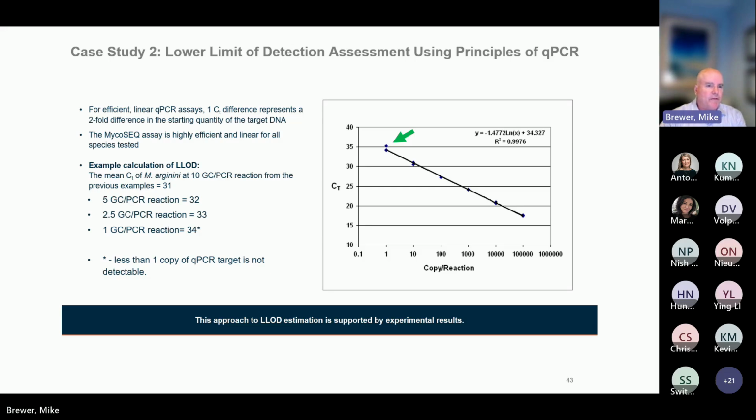the CT of 31 for 10 copies would correlate to a CT of 32 for 5 copies, 2 to 3 copies would be 33, and down at 1 copy would be about 34. When you look at that standard curve again, this calculation is actually consistent with the real results obtained. So that's an easy way to estimate lower limit of detection by using principles of qPCR as opposed to using a statistical tool.